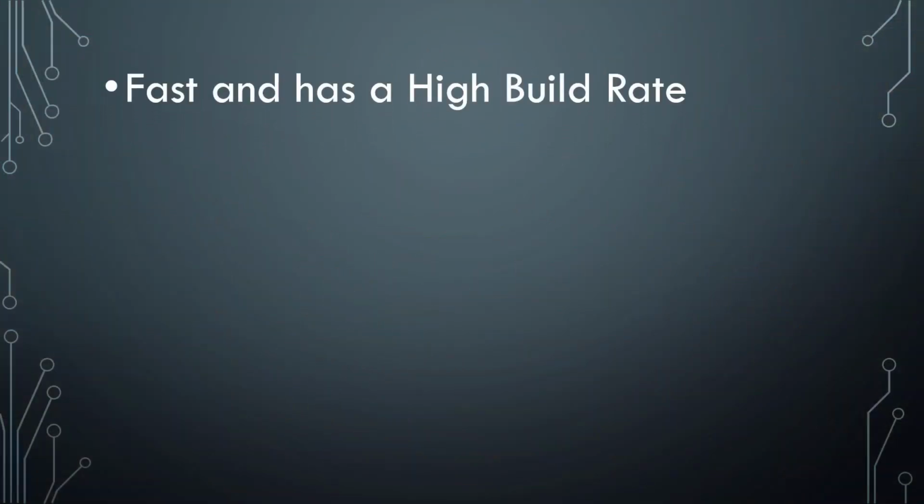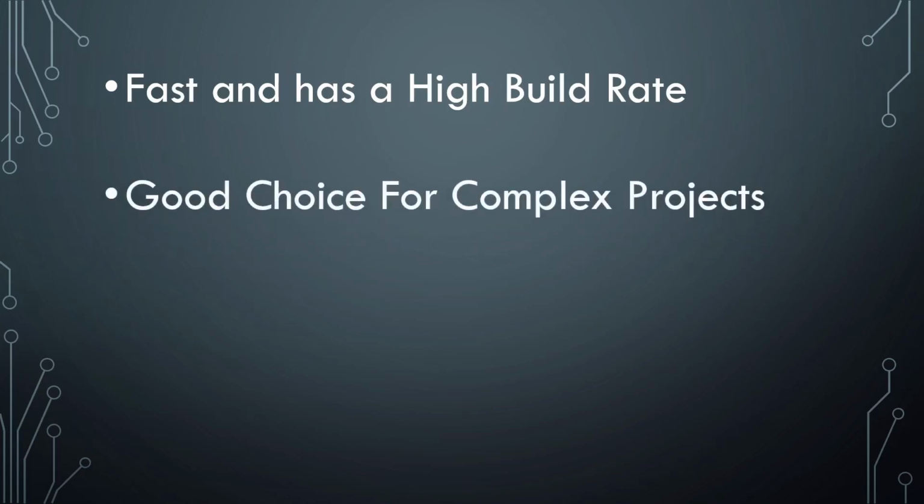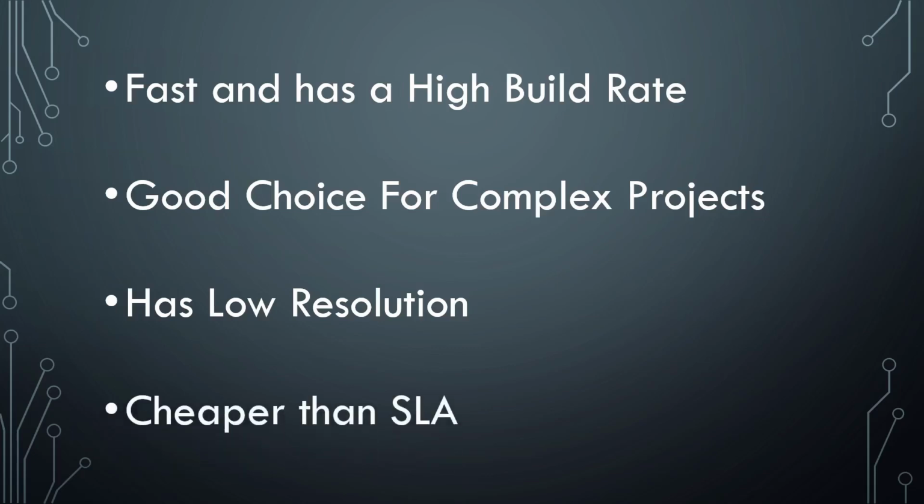DLP is known for its speed and high build rate, as it can harden the entire layer at once. This makes it a good choice for large or complex models that require a fast build time. However, compared to SLA, DLP has lower resolution, because SLA solidifies the resin using a laser. But DLP is cheaper than SLA, though that doesn't mean it's not expensive compared to other 3D printing technologies.